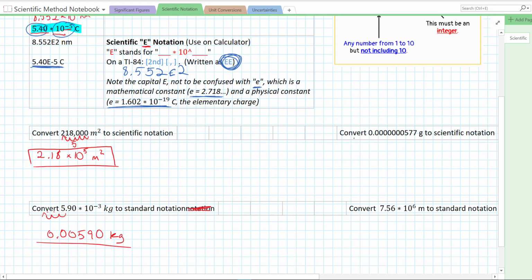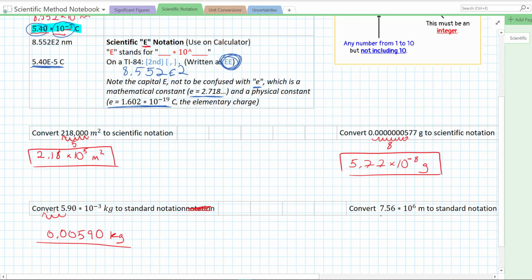Number 3, convert 0.000000577 grams to scientific notation. Again, we're going to move the decimal place 1, 2, 3, 4, 5, 6, 7, 8 places. So we're going to write out 5.77 times 10 to the, since we moved to the right 8, it's going to be times 10 to the minus 8 grams. And this number really illustrates how useful scientific notation is, because that's really small and kind of obnoxious to write out all those zeros.